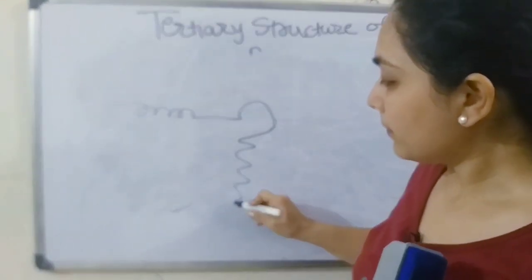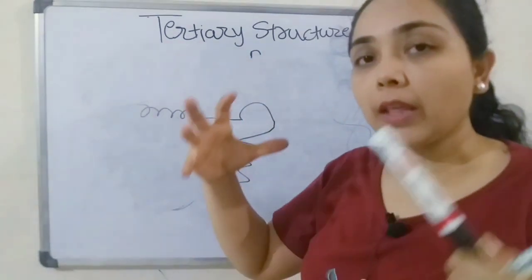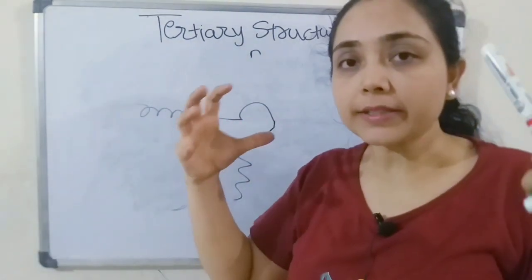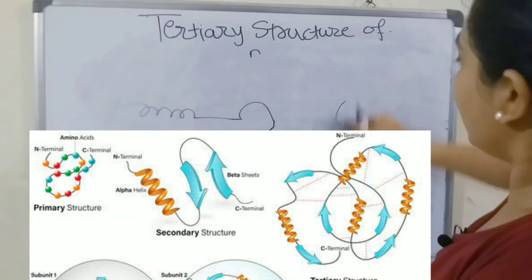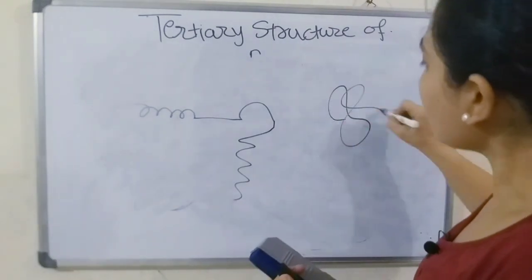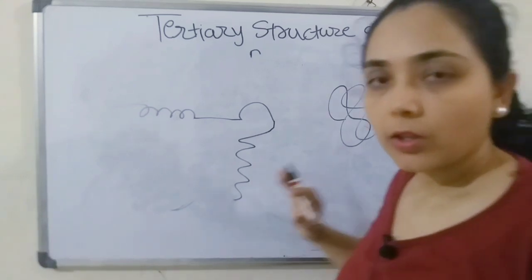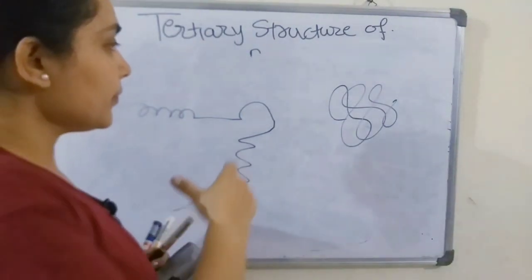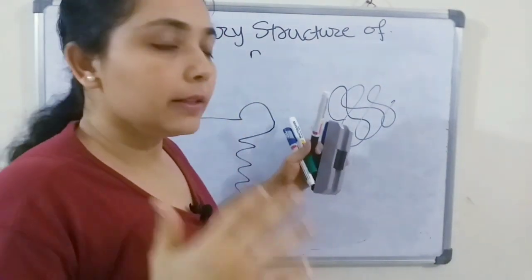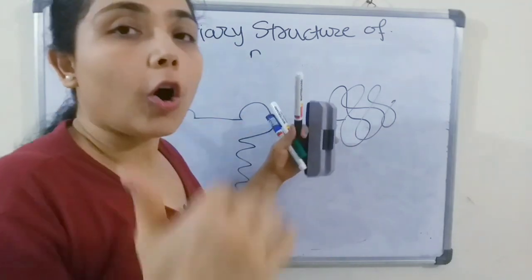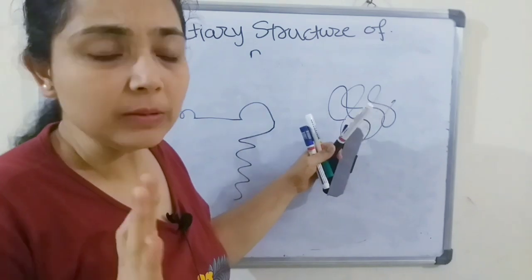So this polypeptide chain, having many secondary structures, will come close to each other when there is an involvement of the side chain, and it will form the more compact globular structure or compact structures. So that is the tertiary structure of the protein. In the tertiary structure, there is the involvement of the side chain. Today's learning objective is to understand the tertiary structure of the proteins and all those interactions which are involved in forming and stabilizing the tertiary structure of the protein.